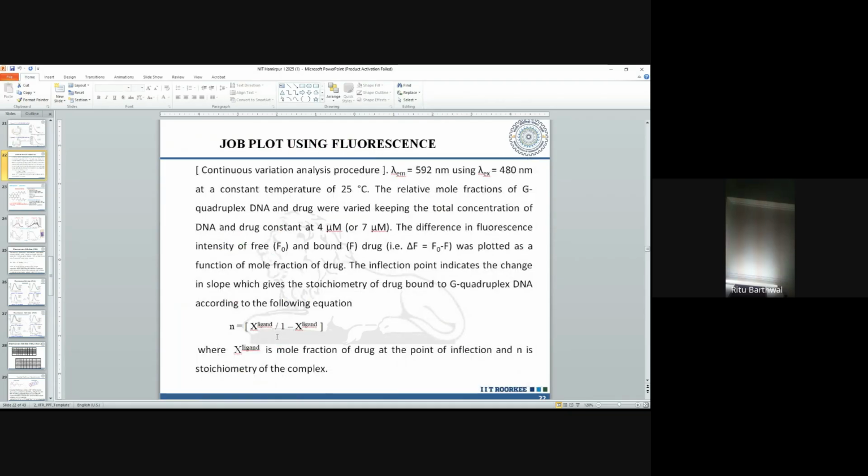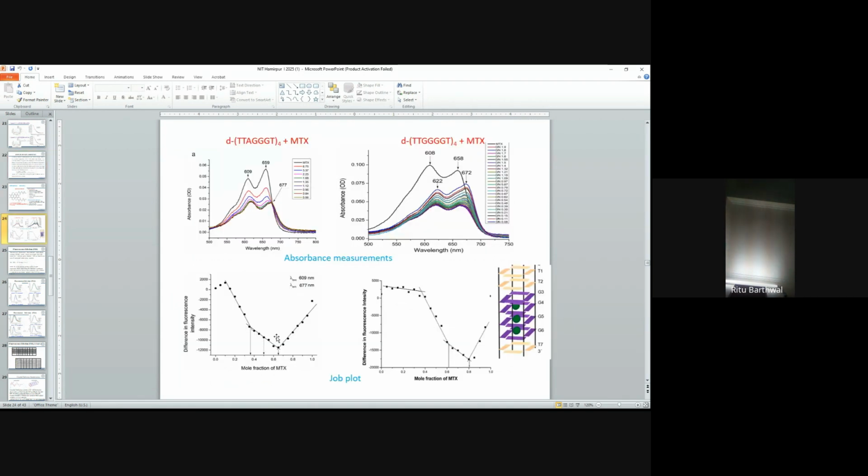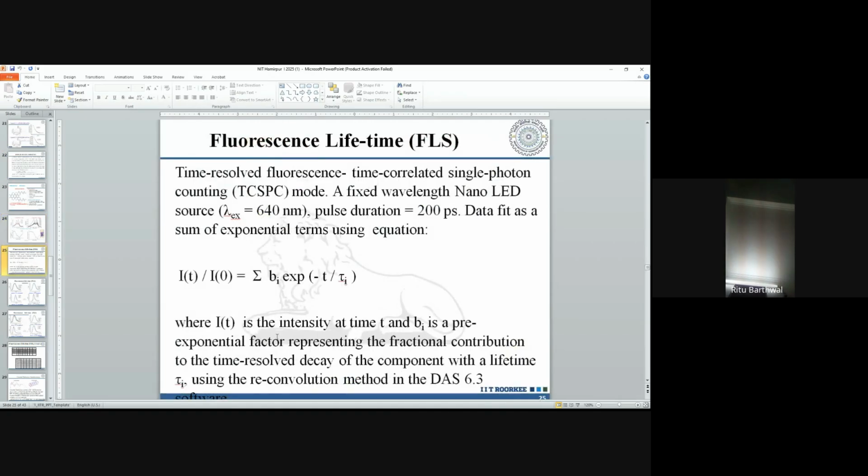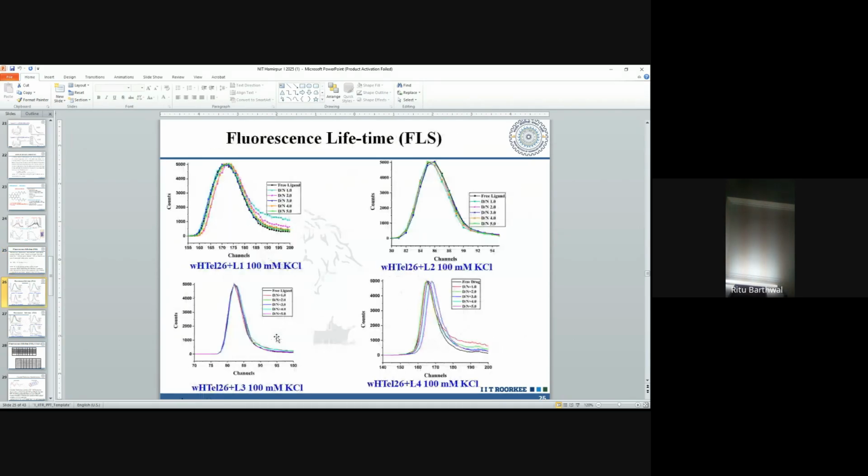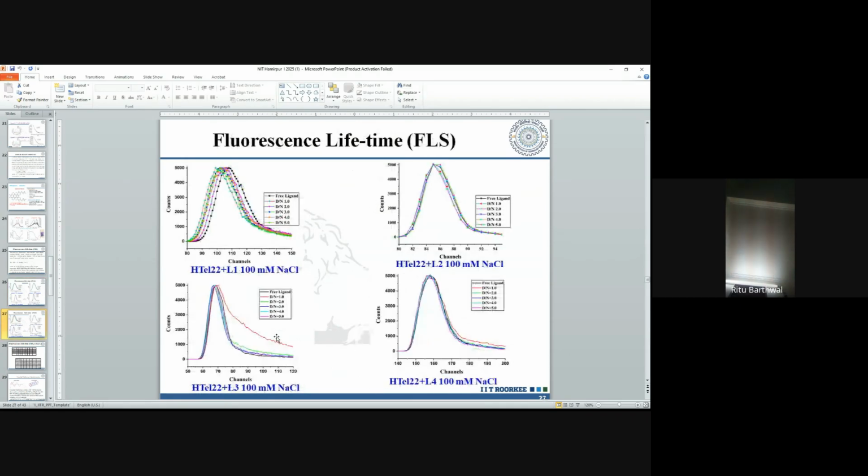Going to the next slide, that is slide number 25. This is the fluorescence lifetime we have measured. Since there is more than one component, one is simply bound and one is free, both of them will contribute. So you use this kind of standard method and try to determine the fluorescence lifetime. This has been done, and this is the plot. Slides 26 and 27 show you the plot.